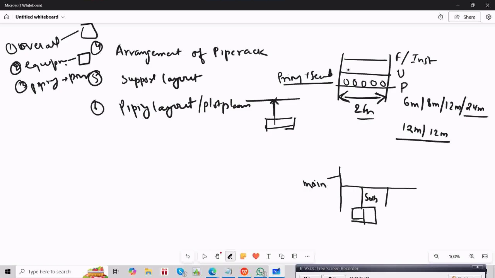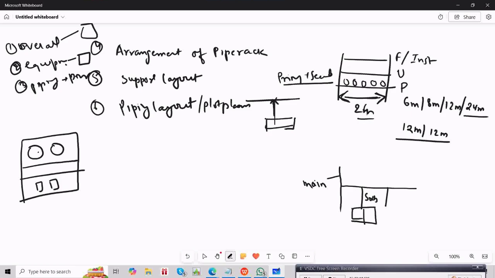Suppose this is your unit plot plan. In this unit plot plan, when you are making an equipment layout, you are only showing the equipment and the pipe rack. You understand my point? But in the piping layout, you will show the connected pipe also. So you got my point? You will show the connected pipe also. So the only difference in piping layout is you are showing the piping in the equipment layout.